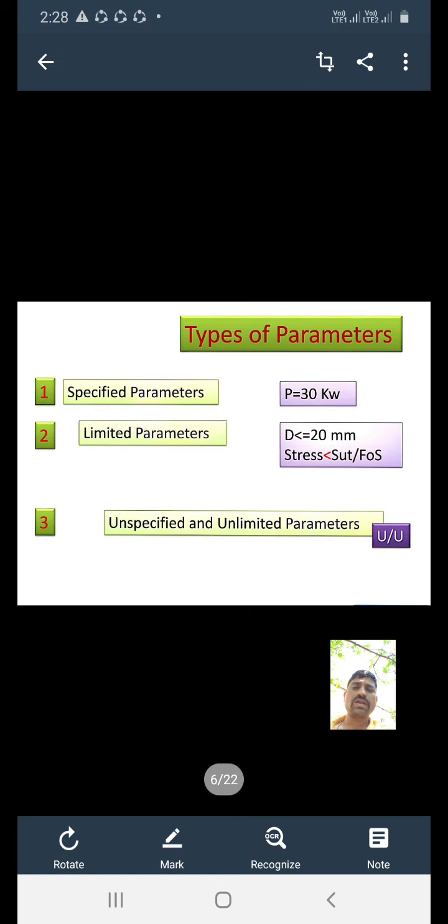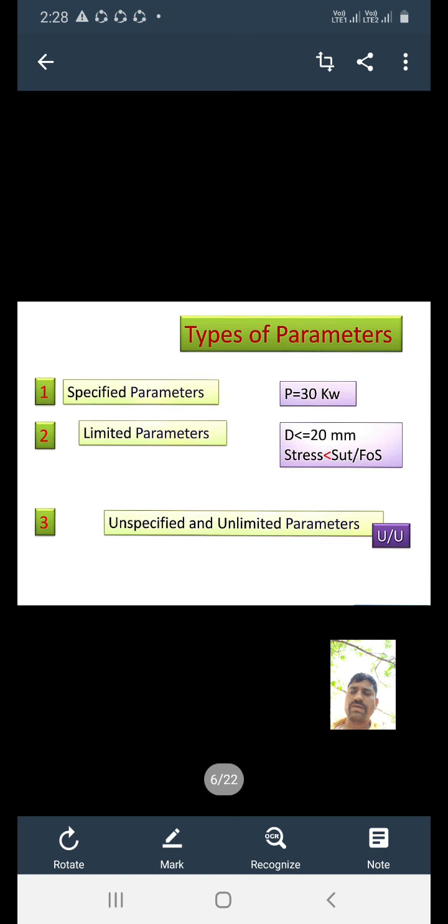Okay, then types of the parameter. See, there are 3 types of the parameter. Specified parameter means the value is specified, this value will be fixed. Okay, specified parameter. Then next, for example, P is equal to 30 kilowatt.